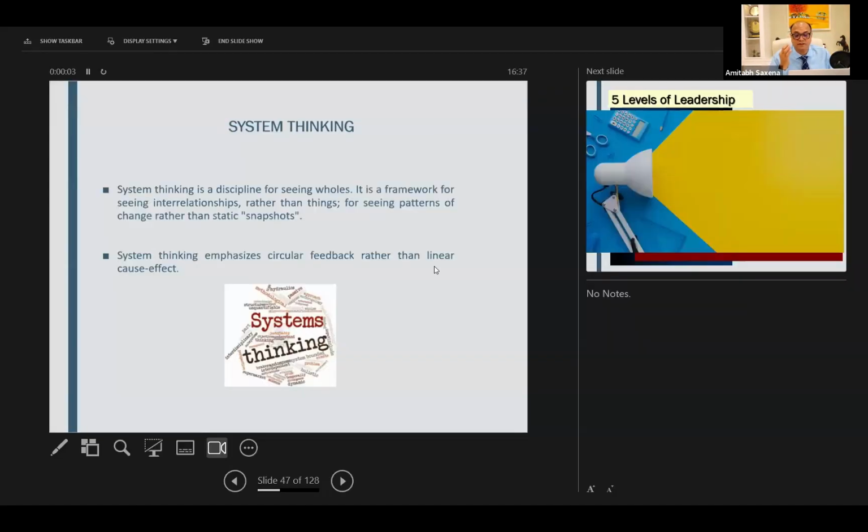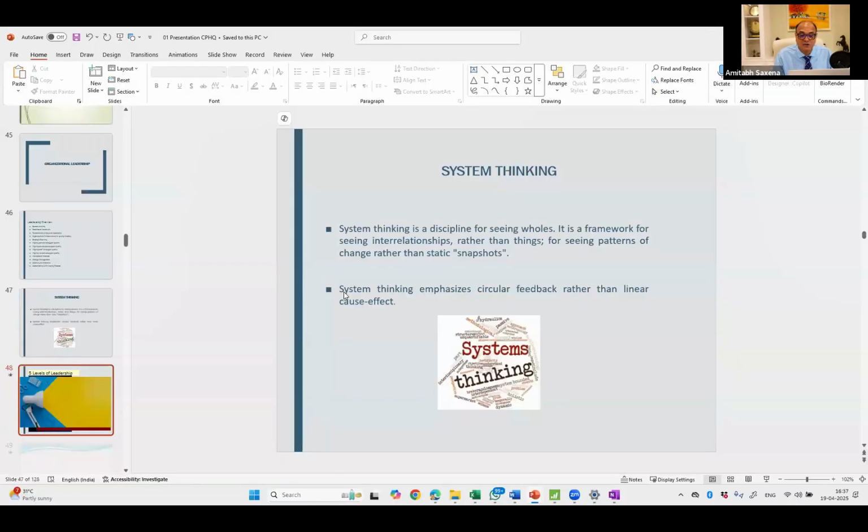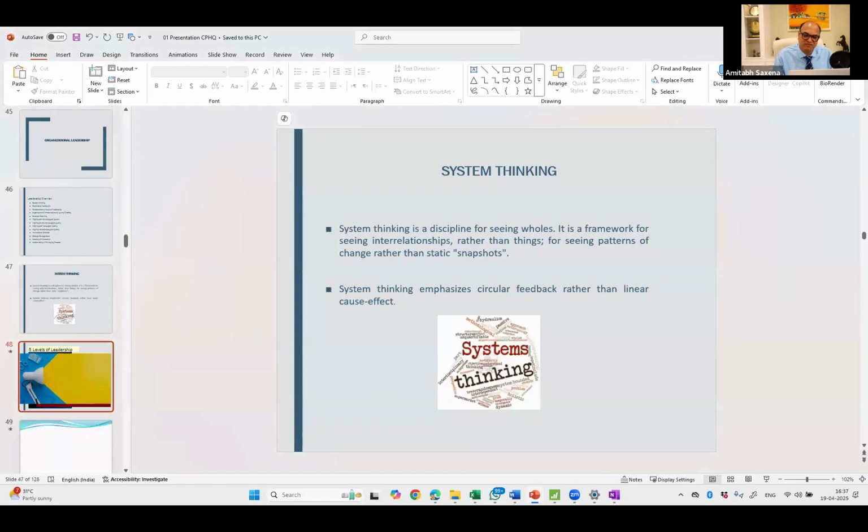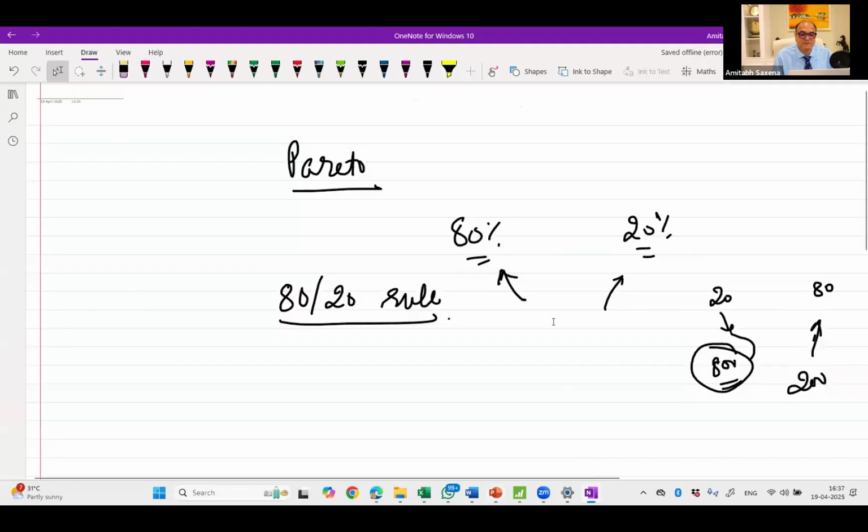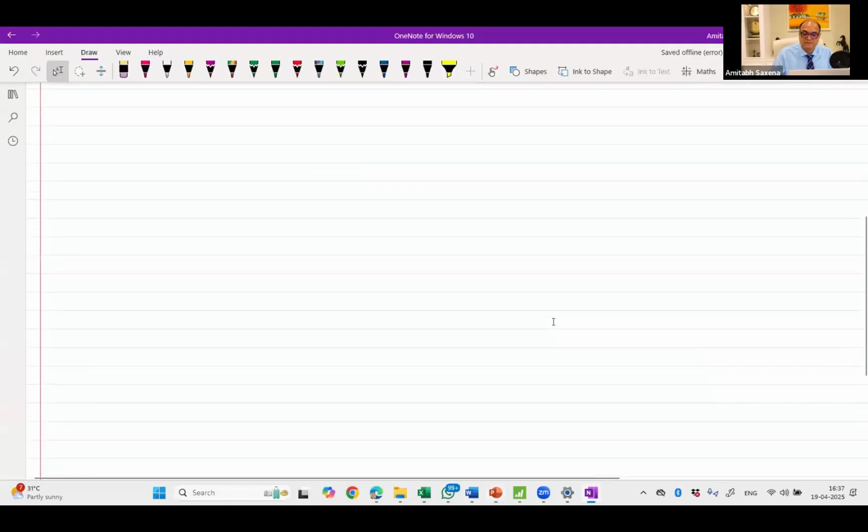Let me take one topic in organizational leadership, and that is systemic thinking. As a quality professional, you should have systems thinking, not silo thinking. What do you mean by systems thinking, and what do you mean by silo thinking? Let me give an example. And please keep asking questions if you're not understanding anything.